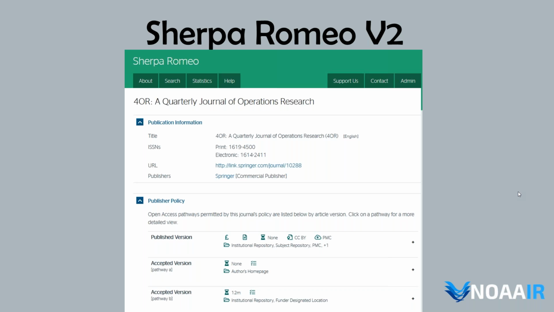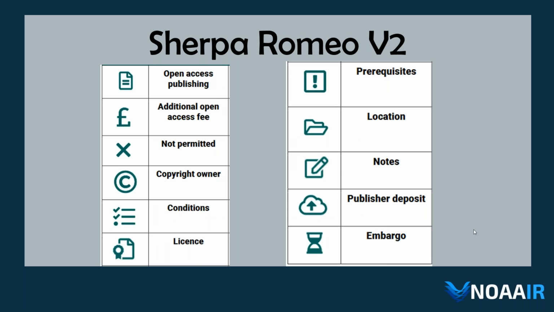And you can see this is broken down into different versions of the publication. So you have the published version, which we talked about before, the version of record, and then the accepted version, which is that post peer review, pre-formatted version. And within that, there are different pathways. And there are a lot of symbols in the new Sherpa Romeo. So I wanted to take a little time to talk about those and what they mean.